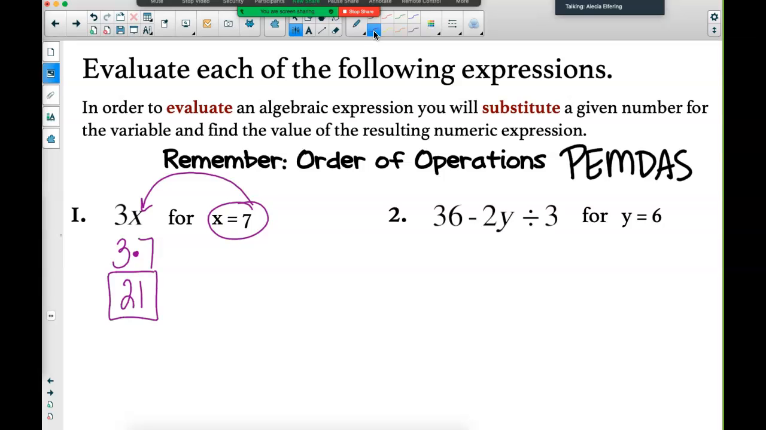So we've evaluated the expression for x equals 7. Questions on that one? Okay, so I want you to try number 2. Evaluate this expression, and everybody at home try it too, and then type your answer into the chat. Put y equals 6, so put 6 in for y, and figure out what it equals.